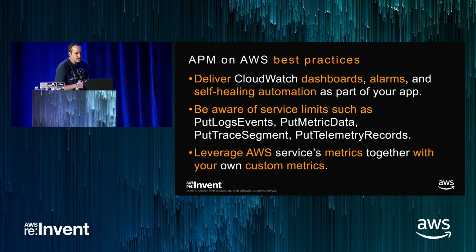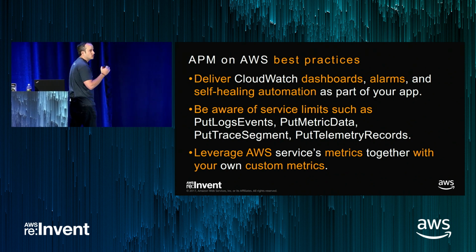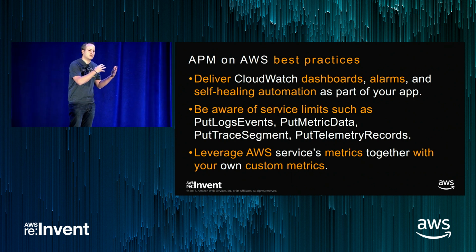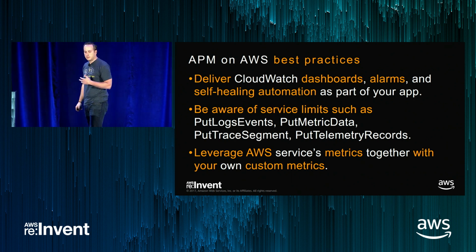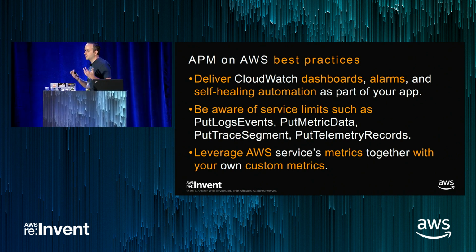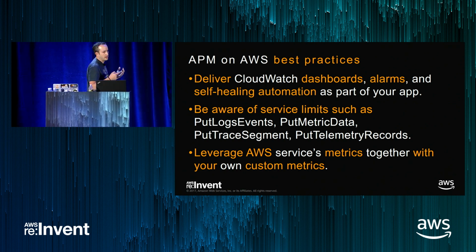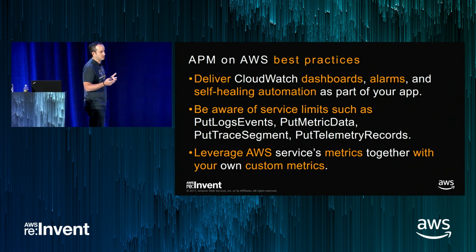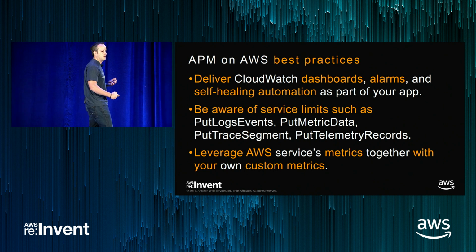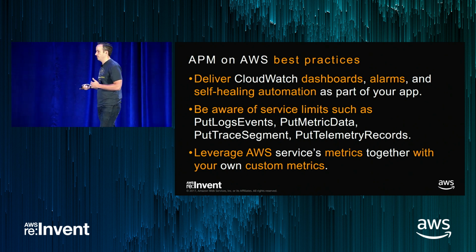Deliver CloudWatch dashboards, alarms, and self-healing automations as part of your application. So as you move on the APM journey on AWS, start by introducing custom metrics into your application. Once you have that, deliver your application with a dashboard so you can share meaningful information about how to maintain, how to support, and how to monitor that application with other teams. Once you have that, you might want to go a step further to set up CloudWatch alarms that might notify someone whenever a metric crosses a threshold, for instance.